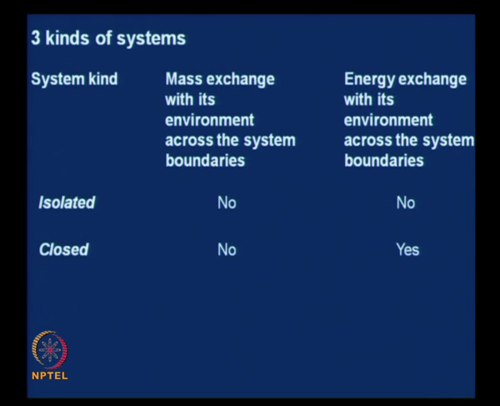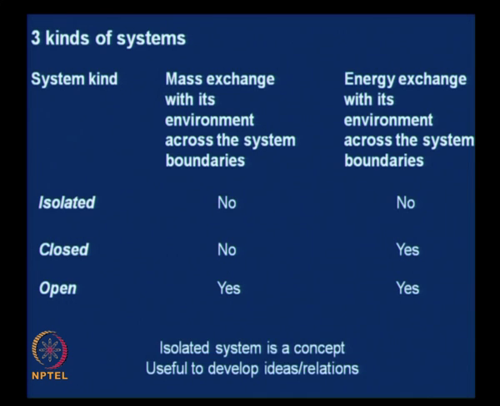The second kind of system is called a closed system, where there is no mass exchange between the system and its surroundings, whereas there could be energy exchange. The third is an open system, where there could be mass exchange as well as energy exchange between the system and its surroundings. It is easy to imagine closed systems. You take a closed box with some material in it, and there is no way that the material could escape, whereas you can add heat to it and so on. That is a closed system. You could very easily imagine an open system, but it is very difficult to imagine an isolated system, very rightly so, because an isolated system is just a concept. It is very useful to develop ideas and relations, as we would see in this course, whereas it is not a reality.